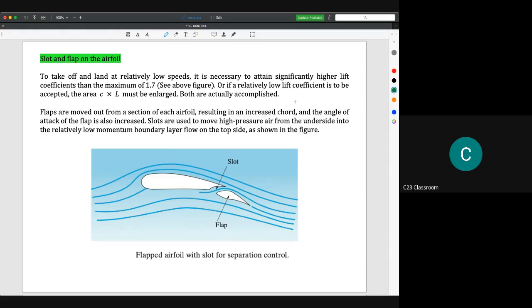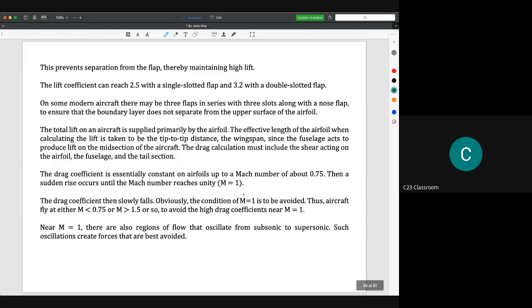Slots are used to move high pressure air from the underside into the relatively low momentum boundary layer flow on the top side, as shown in the figure. So we put a flap here. Actually it has two functions. First is to increase the area, and at the same time we make a hole, so the air from the bottom side of the wing could flow upwards like this. This prevents separation from the flap, thereby maintaining high lift.